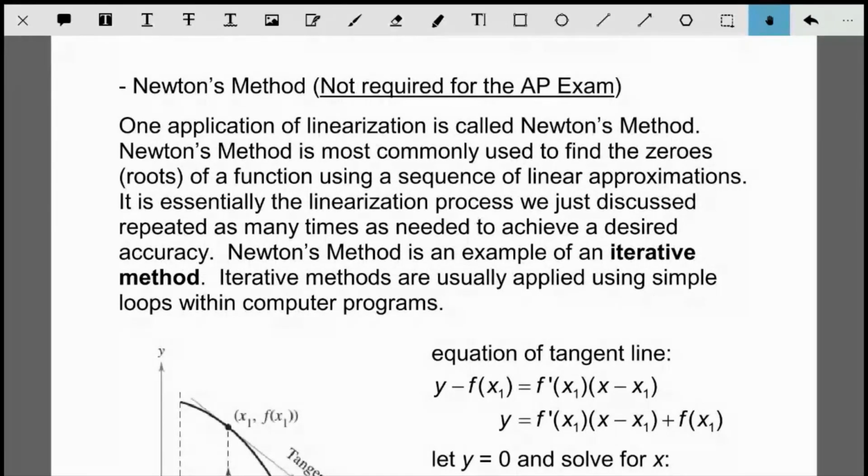Newton's method just uses a linear approximation to approximate the zeros or the roots of a function. So you can read through that on your own, and you can see how that works.